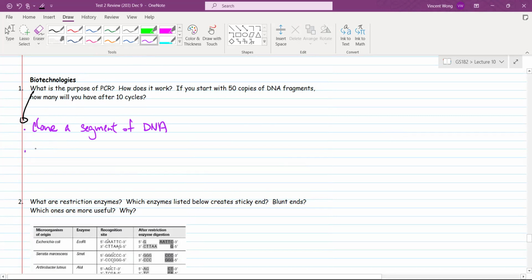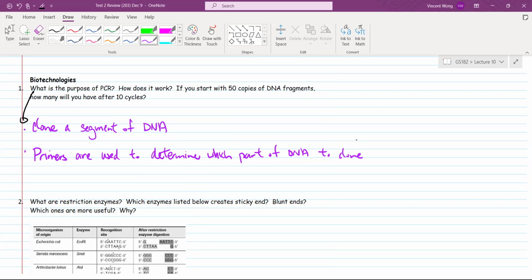So for example, there are going to be primers. Primers are used to determine which part of DNA to clone. They're like bookmarks in a book. You put 2 bookmarks between pages, and you're going to copy everything between those bookmarks. Same thing with the primers. You're going to copy everything between the primers.